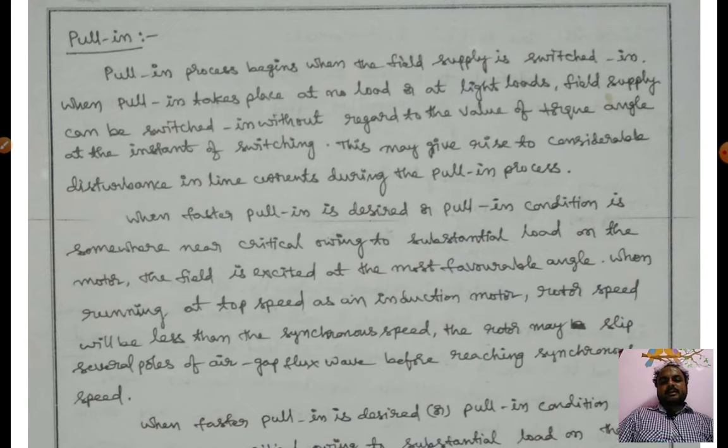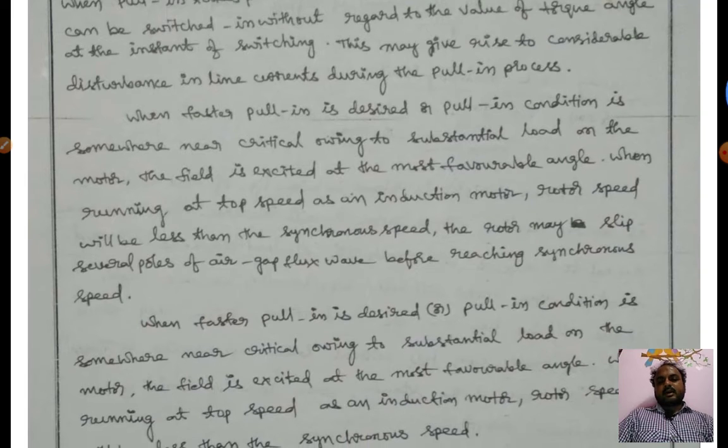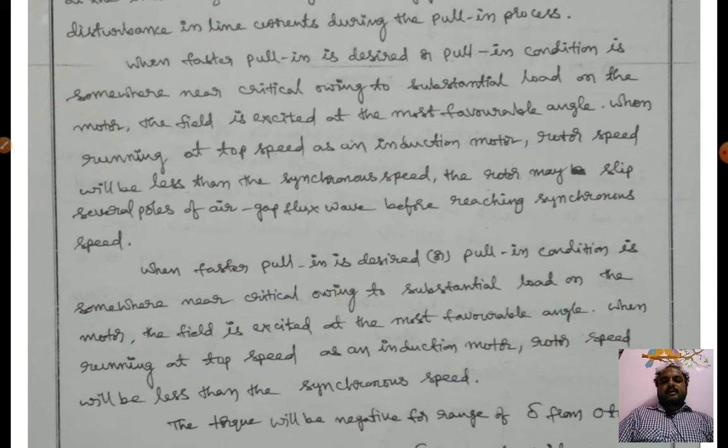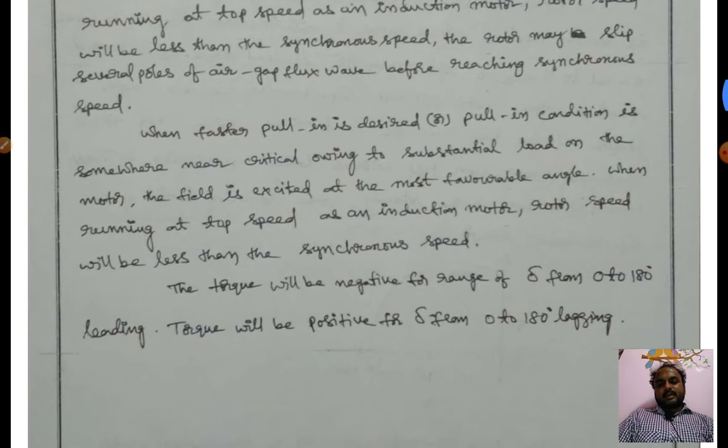When faster pull-in is desired, or the pull-in condition is somewhere near critical owing to the substantial load on the motor, the field is excited at the most favorable angle when running at top speed as an induction motor. The rotor speed will be less than the synchronous speed. The rotor may slip several poles of the air gap flux wave before reaching synchronous speed. So this is about faster pull-in.